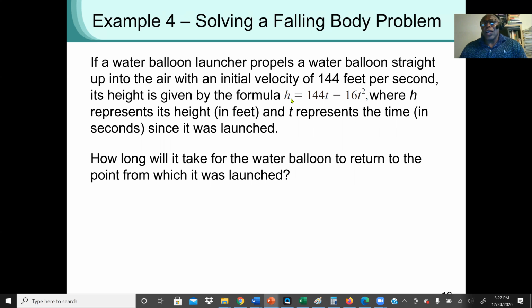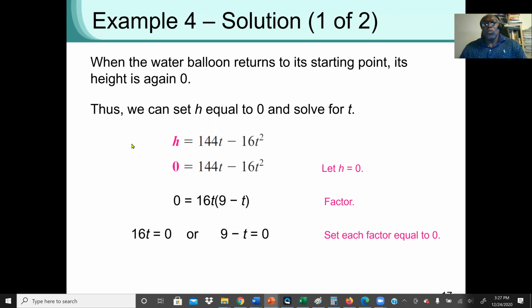The height formula is given to us. We know the initial velocity of 144 feet per second. So we write down the formula. Here we say that when the water balloon returns to its landing point, its height, of course, will be 0. Because when I throw an object from the ground up into the air, and the object falls back to the ground, the height will be 0. There will be no height. If I throw it into the air and it stops somewhere within the air, the height would be from the ground to that point, or wherever I started to throw it to that point.